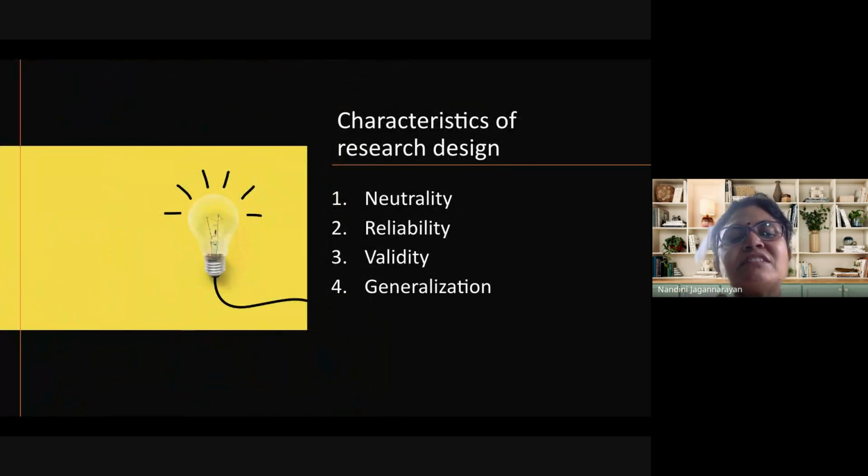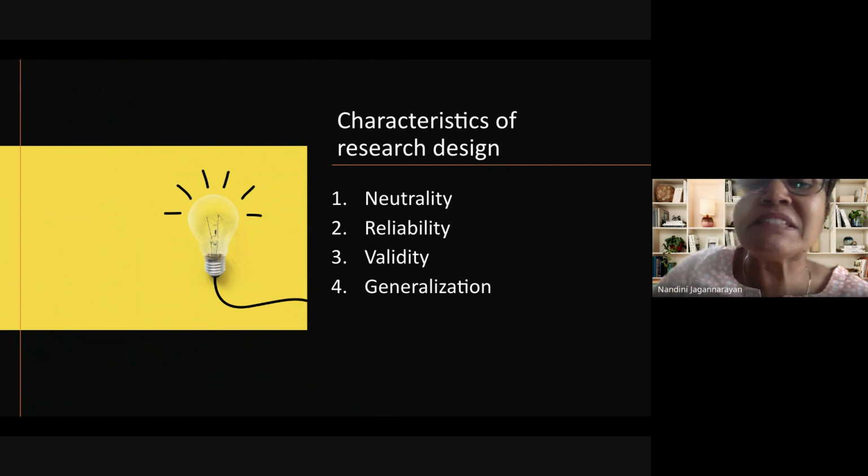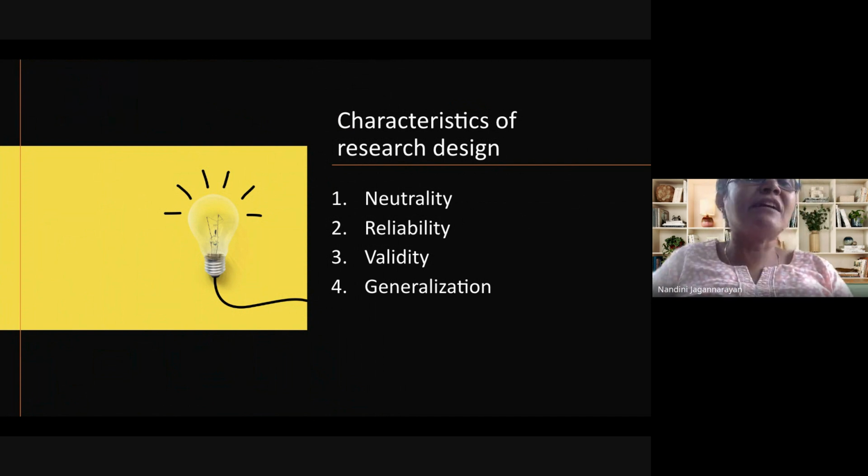So any research design has to be neutral. The moment I plan the research, it is going to be neutral, not based on my bias. And then it has to be reliable. See, I cannot just say I will collect data in 1 month, whereas it is actually going to take me 6 months. I foresee at least 6 months to collect data. And I write 1 month. So is it reliable? It is not.